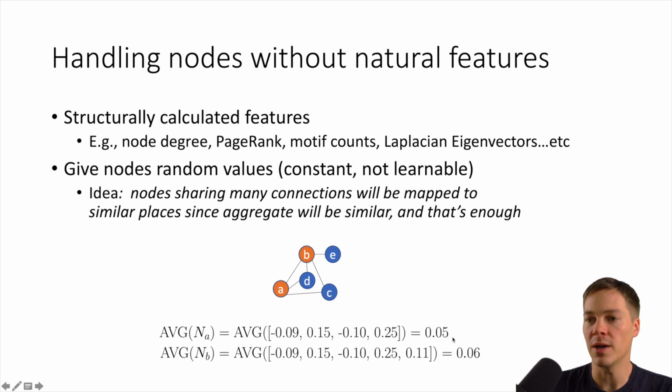And that's what you would expect: if the majority of these things are identical, then the output is going to be close together. That's why even if we assign just random values to all the nodes, the ones that are connected to many of the same neighbors are going to end up in close proximity in the embedding space.